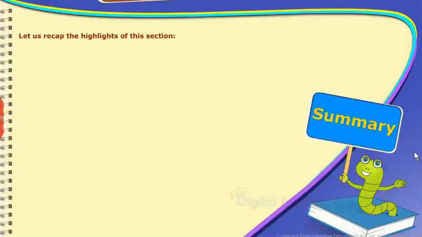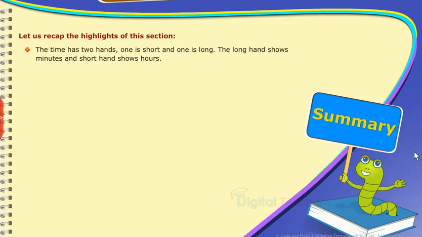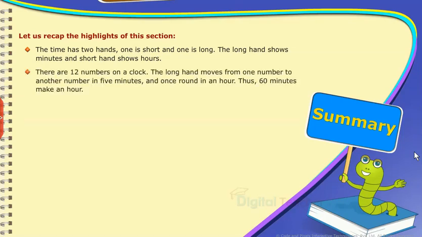Summary. Let us recap the highlights of this section. The time has two hands. One is short and one is long. The long hand shows minutes and short hand shows hours. There are 12 numbers on a clock. The long hand moves from one number to another number in 5 minutes and once round in an hour.